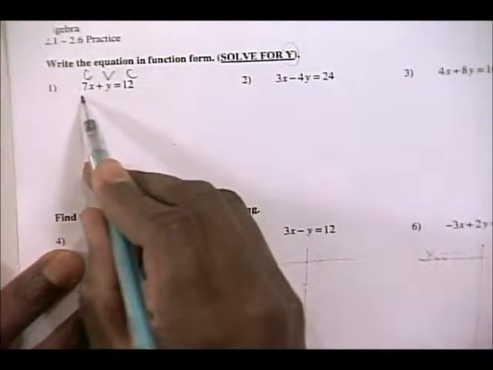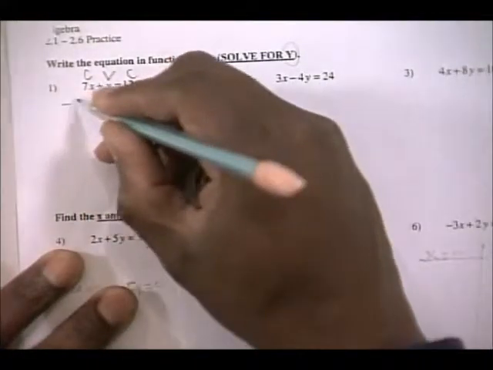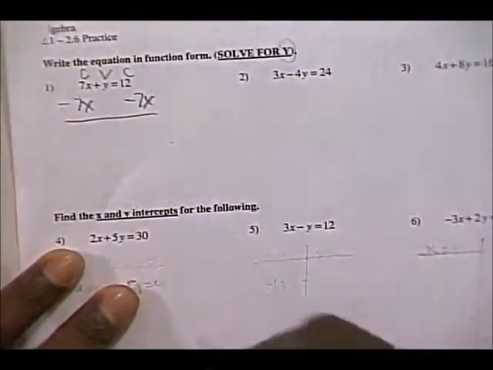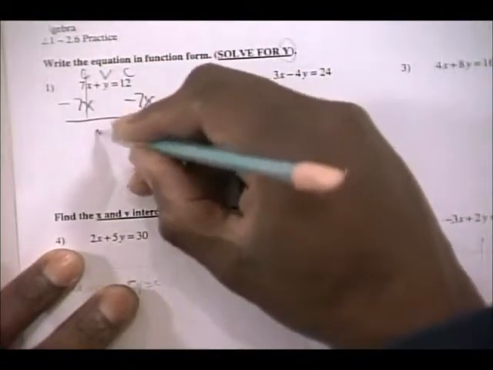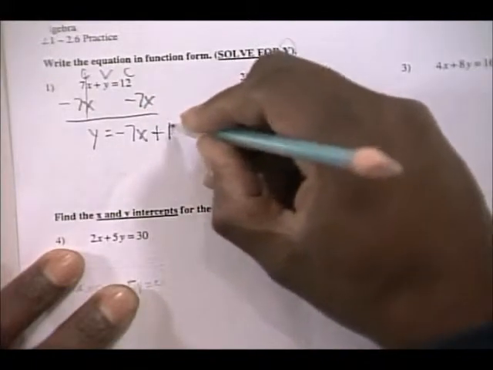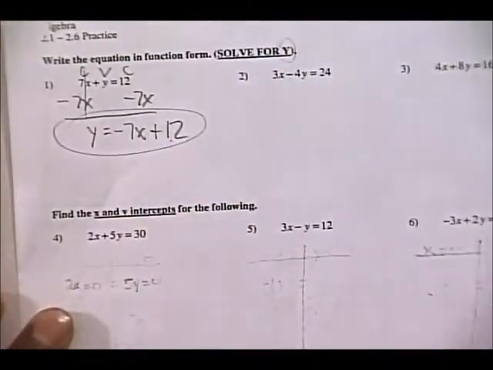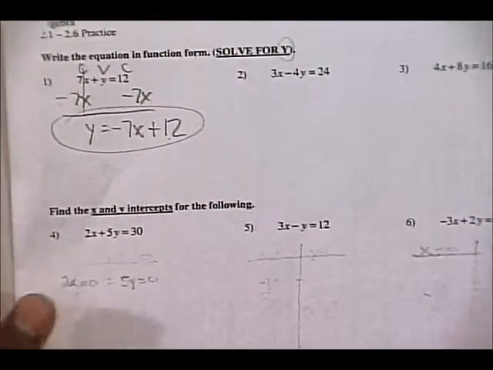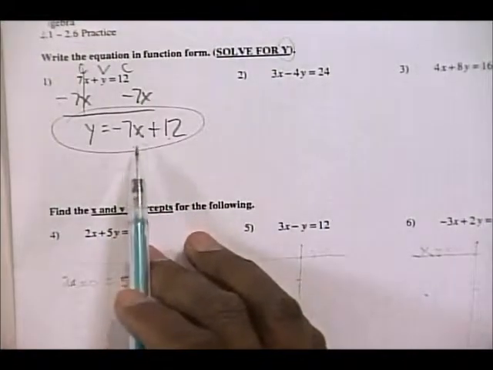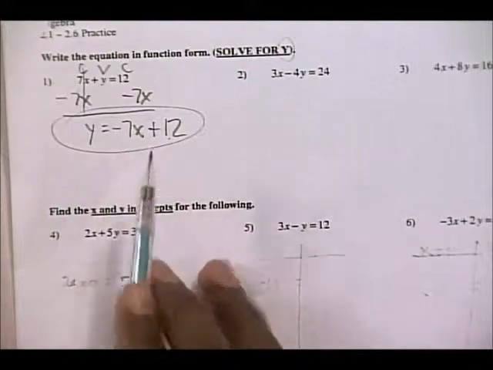Hopefully you see that this positive 7x has to move. How do you move it? You subtract 7x. So you end up with y is equal to negative 7x plus 12. And it's just that simple. You solve for y, and that's it. Now, there's going to come a time later today when we're going to do something with that, which is graph that on a coordinate axis.